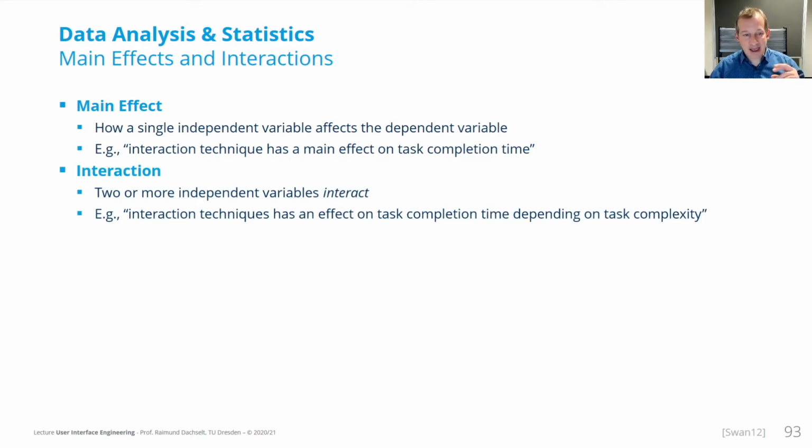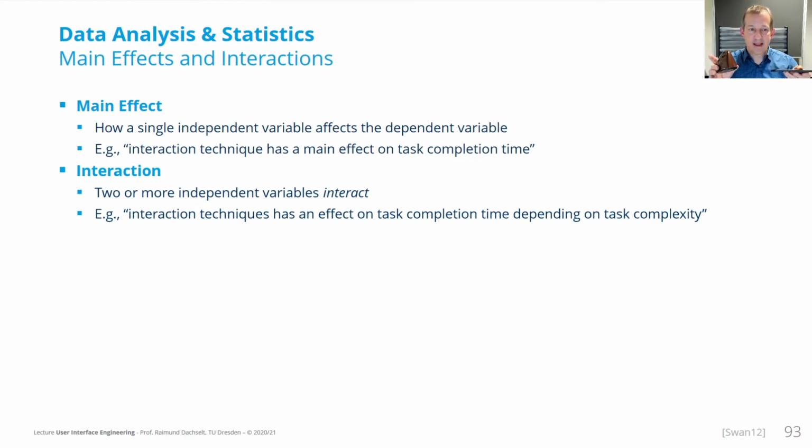And there can be an interaction between two or more independent variables. That's what we call an interaction. That means, for example, an interaction technique, one independent variable, has an effect on task completion time. This is the dependent variable, depending on task complexity. And that's exactly, say, if you have task complexity as a second independent variable, or I gave you the other example of screen size. Say you have maybe this mouse and this is another mouse.